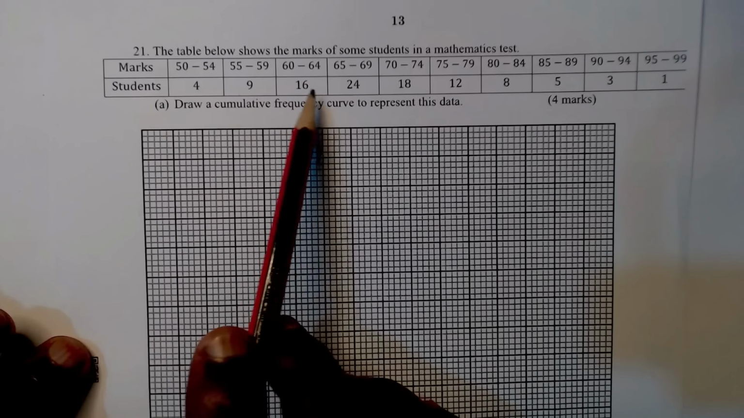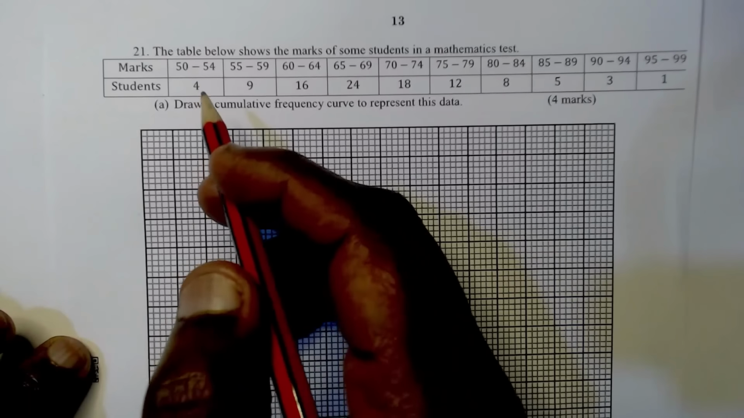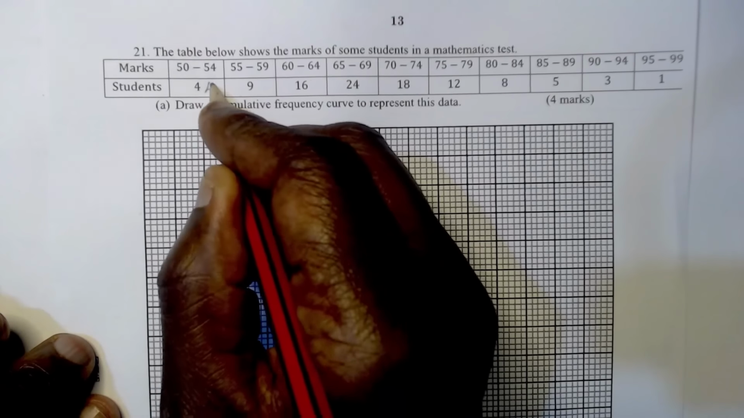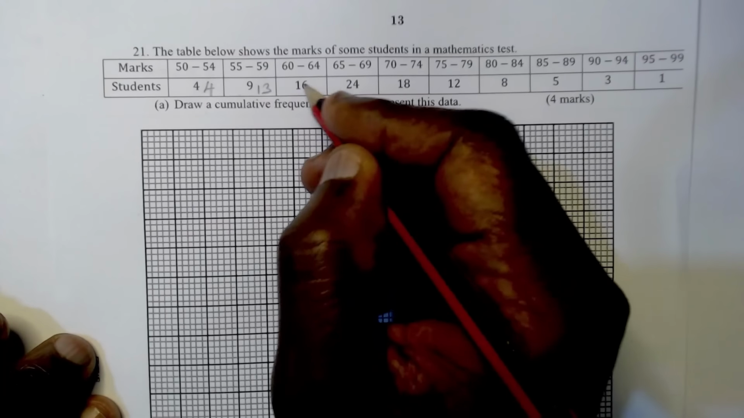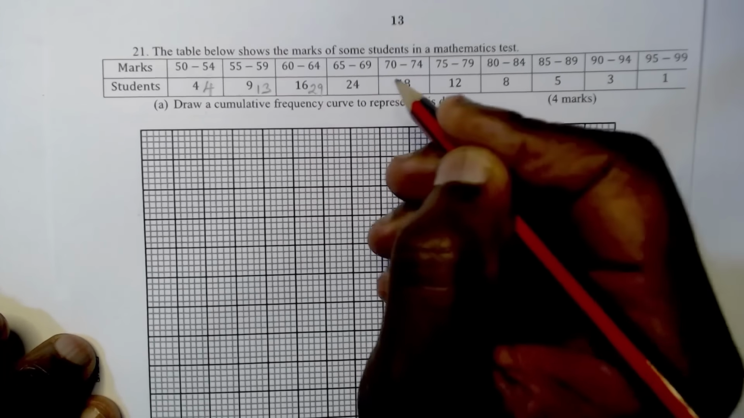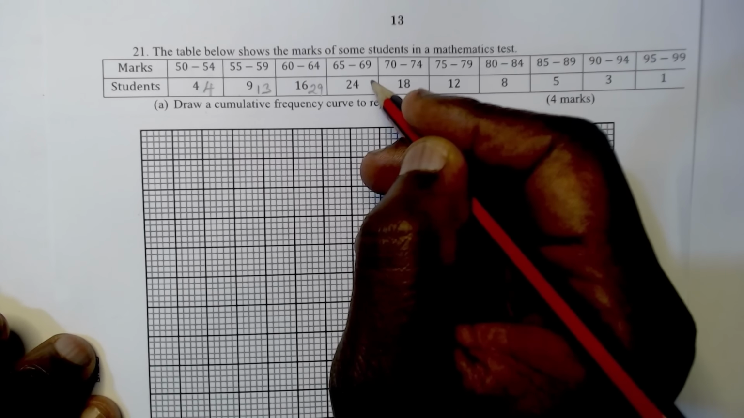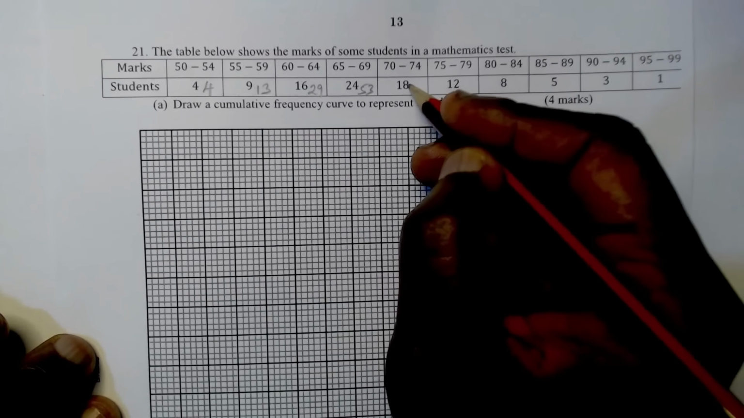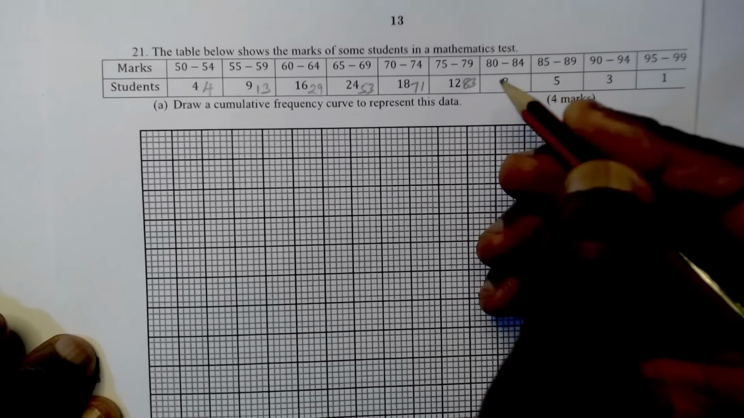We don't have the cumulative frequency. That is the first thing that we need to get. To get the cumulative frequency, I'll just write it here. We start with 4, and then 4 plus 9, you get 13. Then 13 plus 16, you get 29. 29 plus 24 is 53. 53 plus 18 will give you 71. 71 plus 12 will give 83. That is how you get the cumulative frequency.